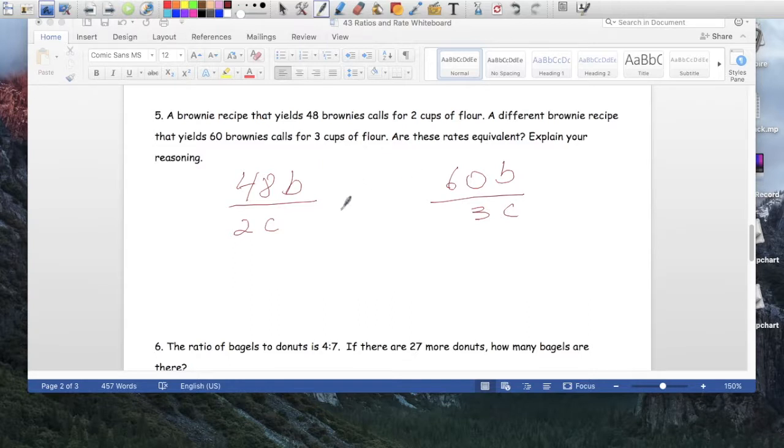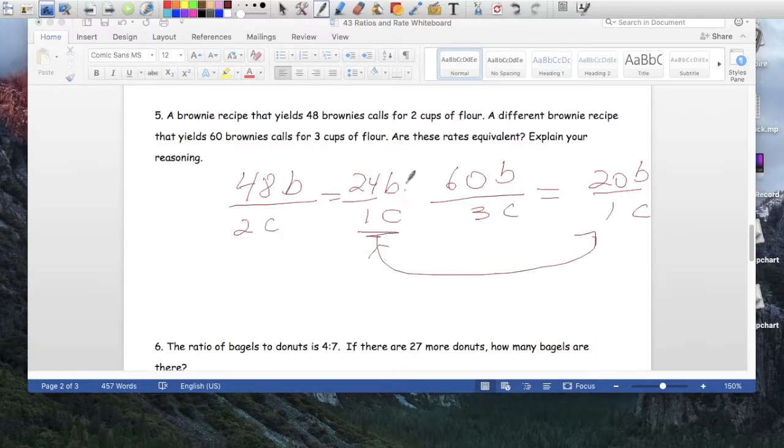Well, one way of doing this is to simplify it. If I simplify 48 over 2, I get 24 over 1. And if I simplify this to a unit rate, I divide by 3 and get 20 over 1. So you can tell that in its simplified version, it is not equivalent, because this and this are not equivalent.